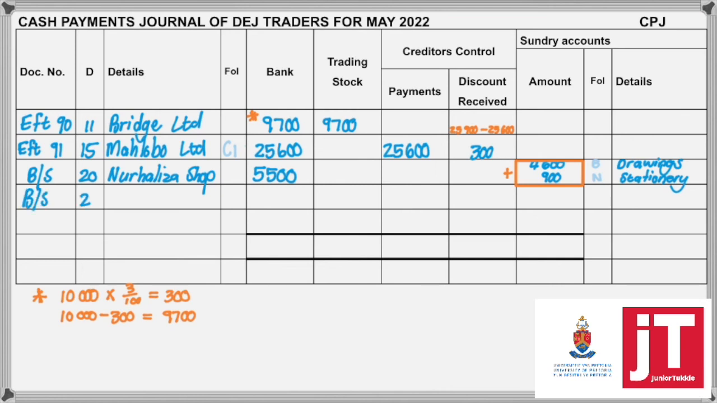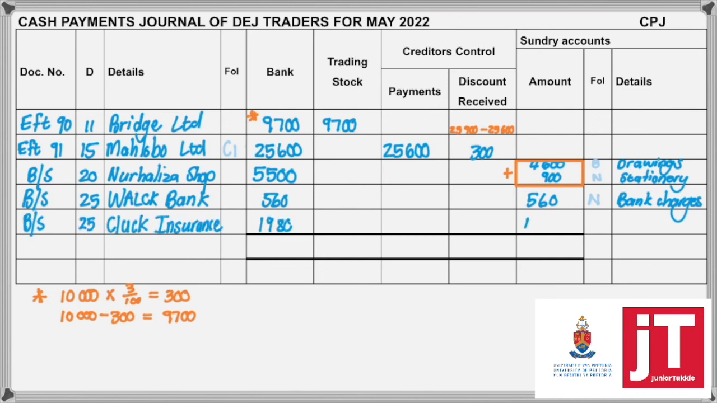Then the last one, or the last two, refers to the bank statement we received. First, bank charges. So we have to keep each transaction separately. And then lastly, we have the clock insurance, 1,980 Rand for the insurance premium. Then we add down and across to double check. So first adding down and then adding across to make sure that we have the right amount. However, when we're adding across, we do not include the discount received because that is a non-cash item.